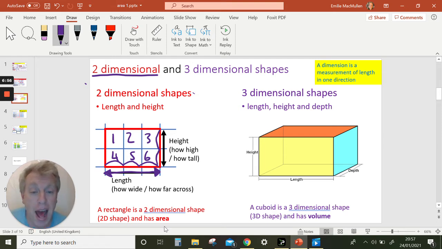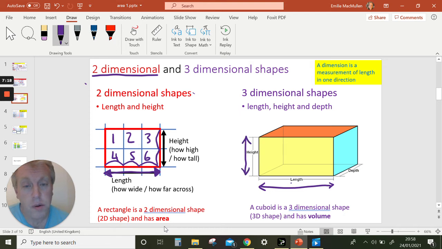When we look at cuboids, they don't have 2 dimensions. They are 3D shapes, 3-dimensional shapes. They have length and height, just like the rectangle, but they also go back, depth.